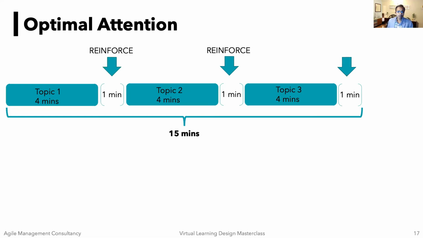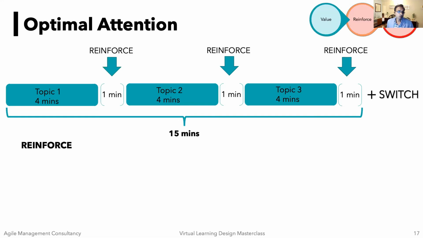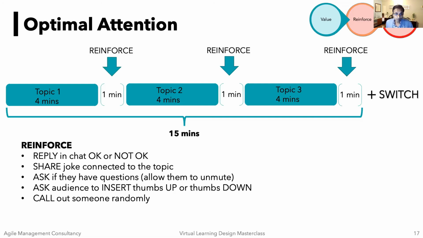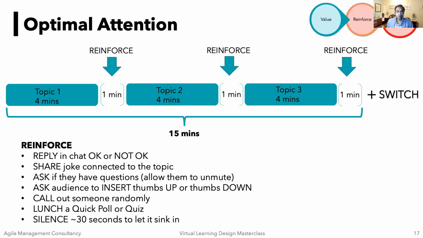But some of you are asking me, is it possible for us to have a 1 minute reinforcement? I'm sure some of you are already thinking that question in your mind. Now, let me preempt your thought. There are loads of things you can do. For example, you can reply in chat like what I just did. Say okay, not okay. You could share a joke, a quick one. You could ask them a question. If you want them to unmute, you could, or you can have them post on the chat. You can ask them to do thumbs up, thumbs down. These are all reinforcement activities. You can call out someone randomly if you think you want them to say something, or you could have a quick 1 minute poll, or you could just be silent.